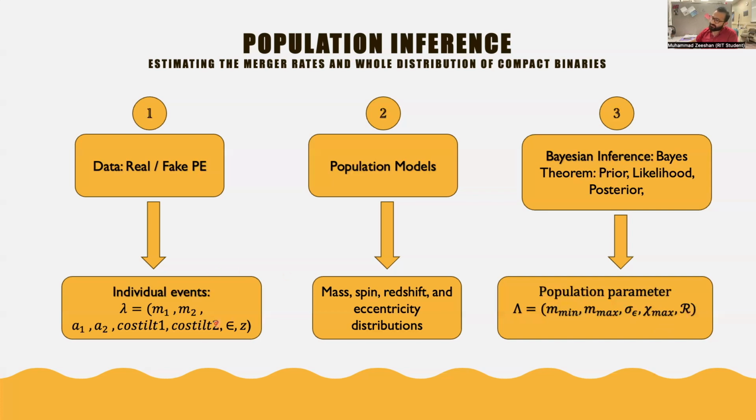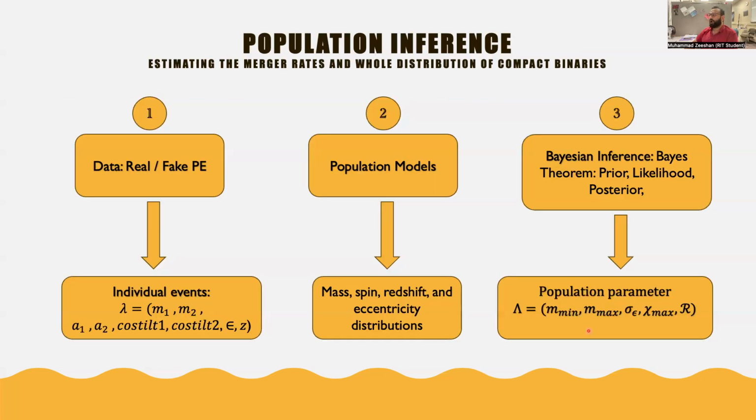Based on the individual events, we try to infer the overall population parameters, like what can be the minimum and maximum mass of the black holes or neutron stars in the universe, and what can be the maximum eccentricity distribution we can get from there. Same for the spin as well. So we try to get an idea of the overall population of those compact binaries in the universe. This is the main thing that we are trying to do.